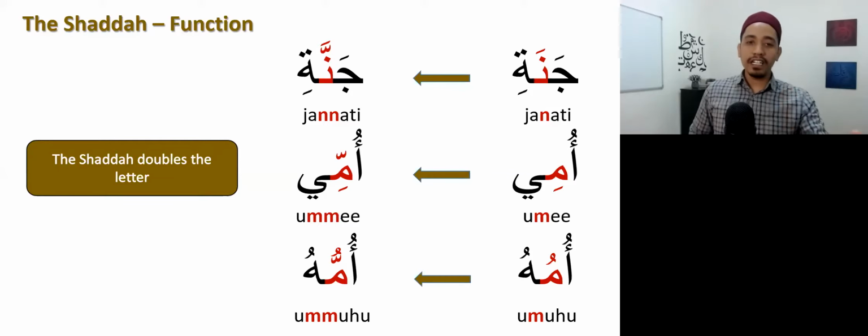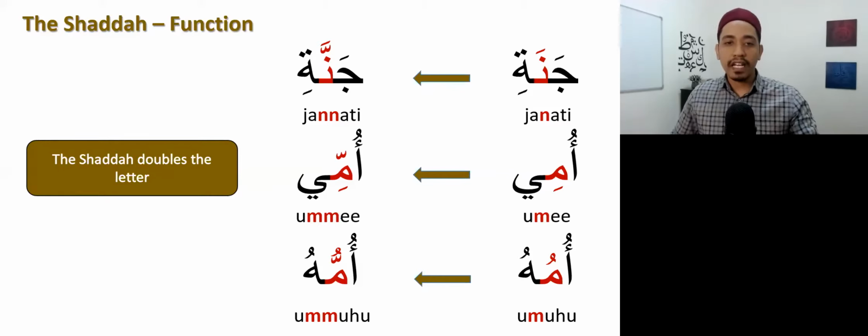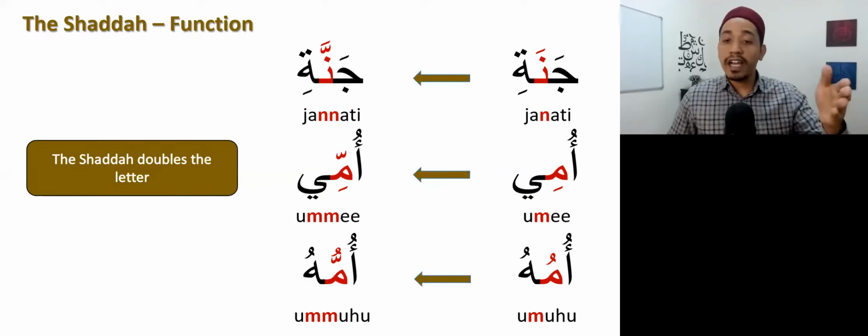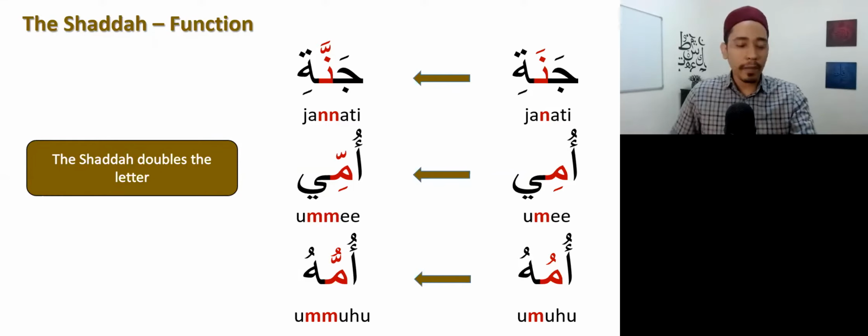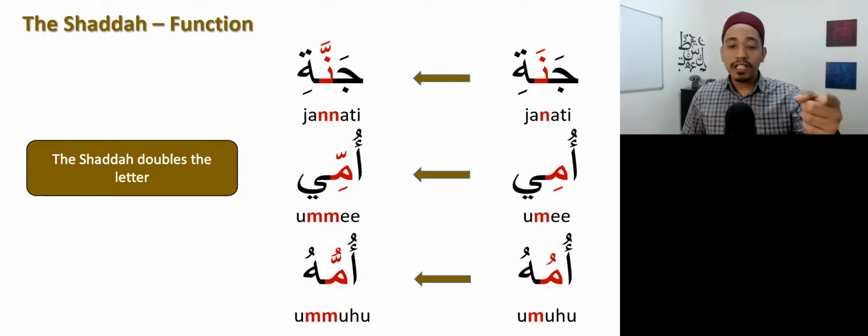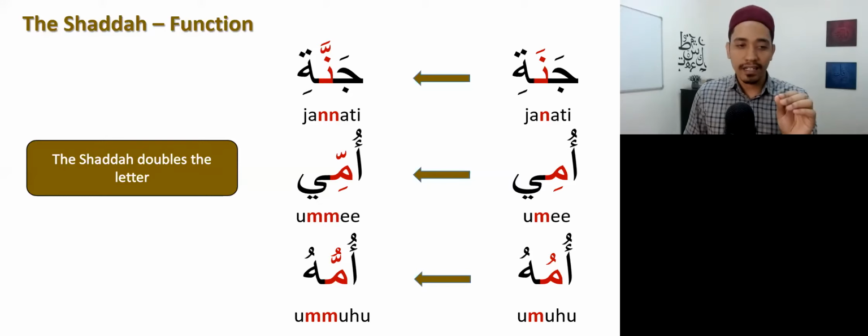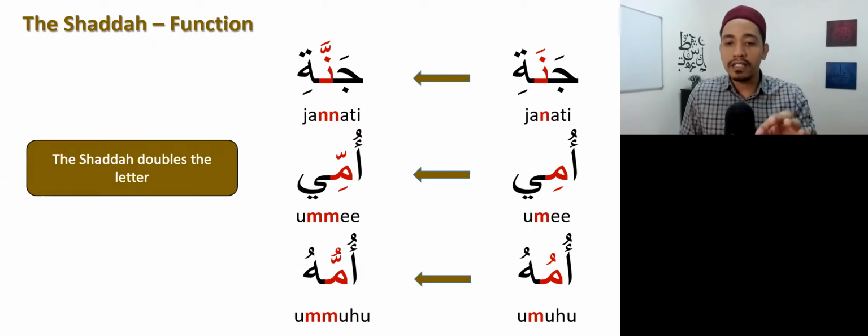Now, if that was English, you would probably read that as Janah and Jahanam. What happened to the N? It's doubled, but what does that mean for English? Now, because we know how that is pronounced in Arabic, listen to the N: Jannah. Listen to Jahannam. Look at the difference. So the shadda doubles the letter.